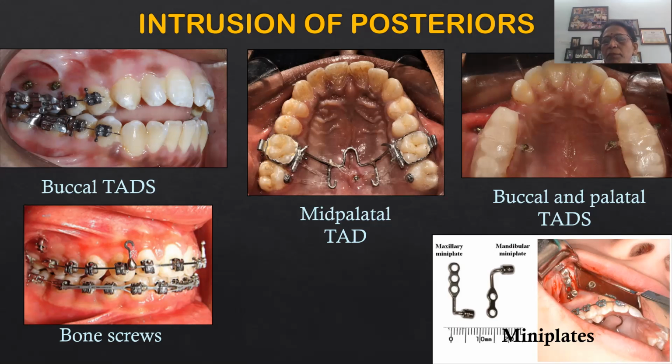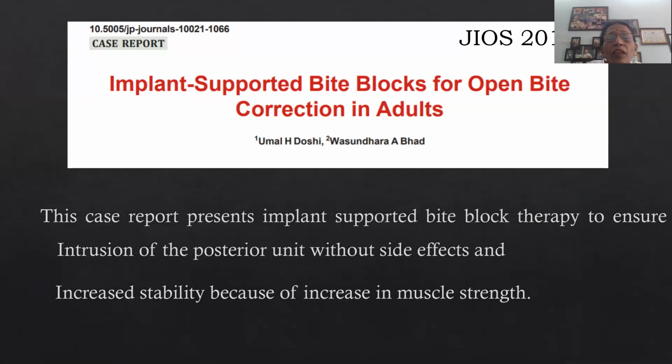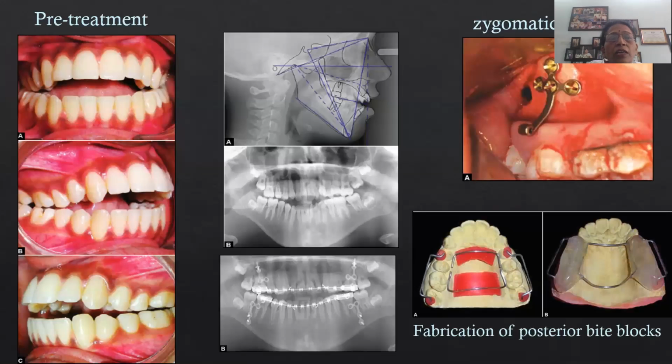Even mini plates can be placed to give an intrusive force to the whole of the posterior segment. And now the bone screws have come, which are less invasive. So this is a study of ours published in the JRS 2012, a case report where an implant-supported bite block was given in an open bite case in an adult patient. So the patient, almost 21 years old, a female patient, had a skeletal open bite.